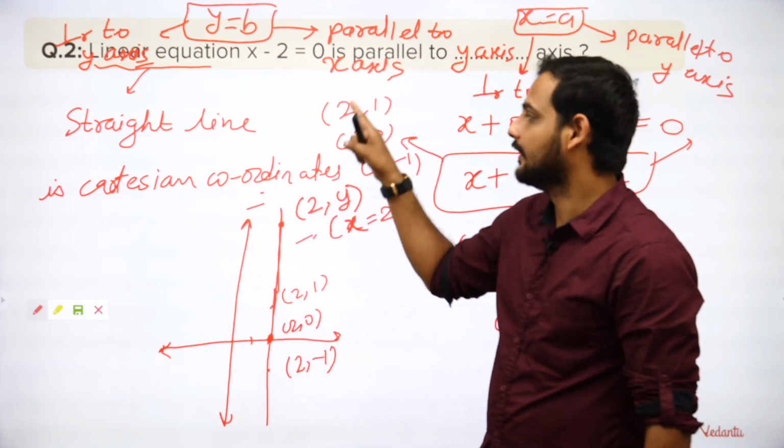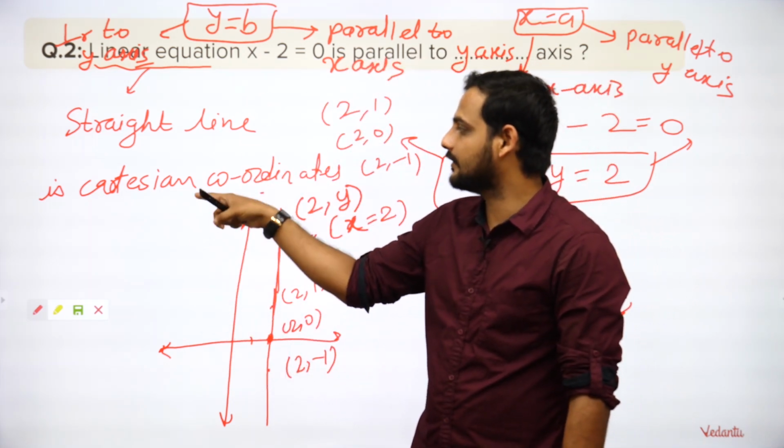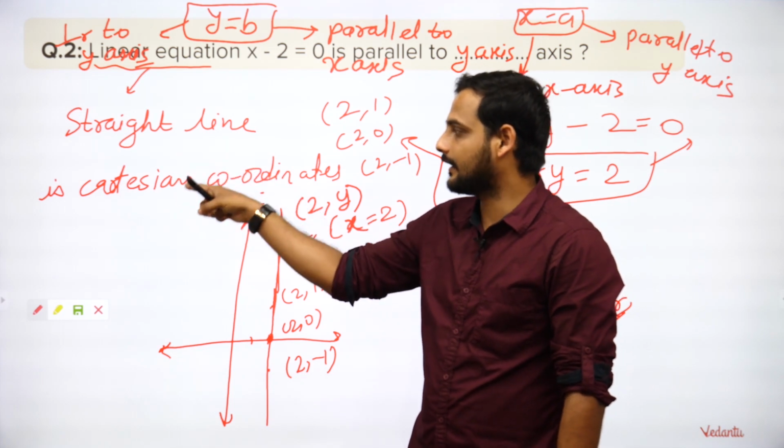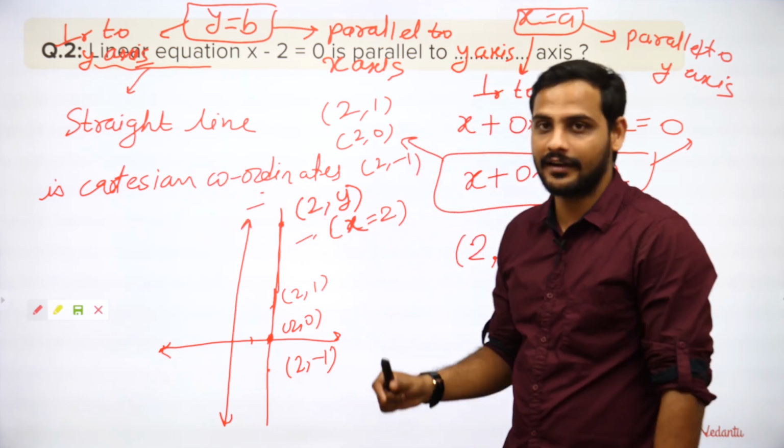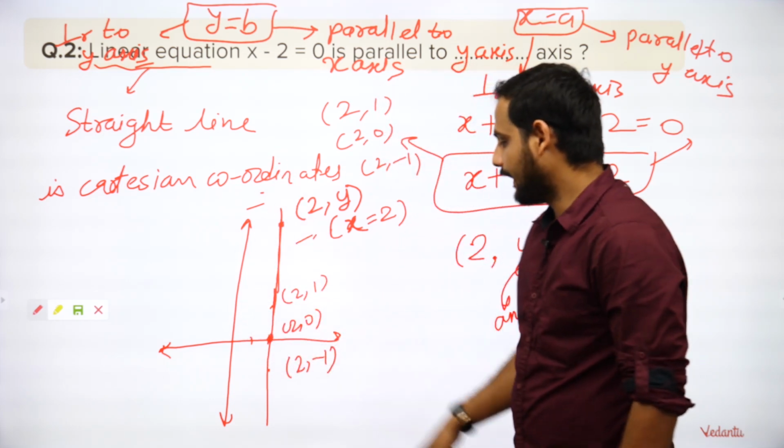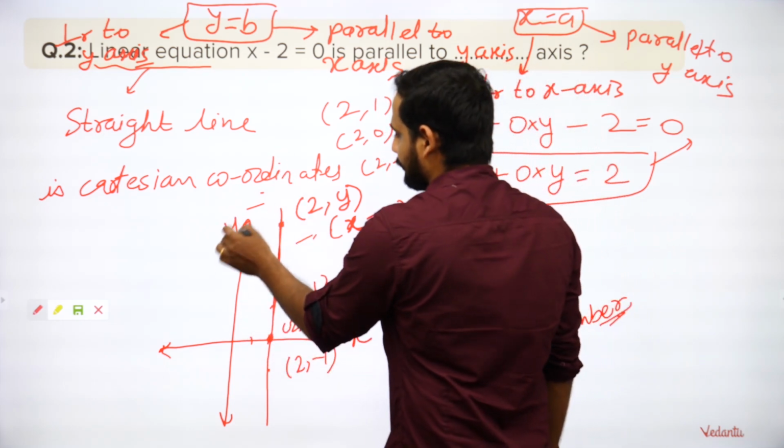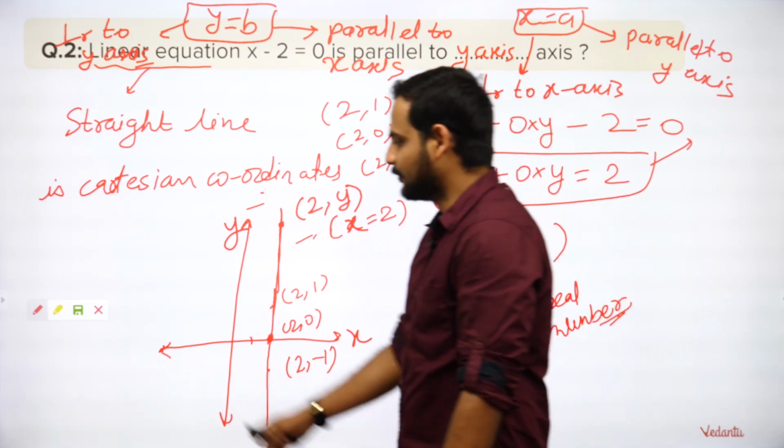That is why I have written that a linear equation in two variables is a straight line in Cartesian coordinates. It is a straight line in Cartesian coordinates, that means your x and y plane. Understood? Chalo, so let's move to the next equation.